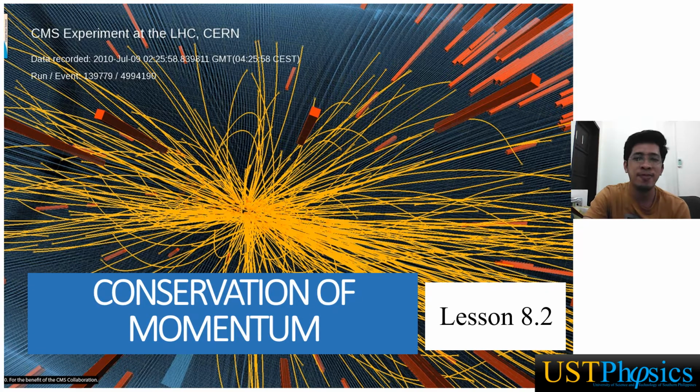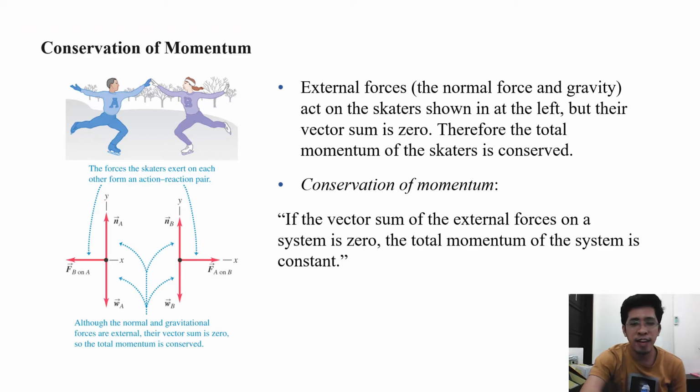Welcome back. In this video, we are going to talk about the conservation of momentum. In the figure on the left, there are two skaters, skater A and skater B, and these skaters are exerting forces on each other. Skater A is pushing skater B to the right, and skater B is also pushing skater A to the left.